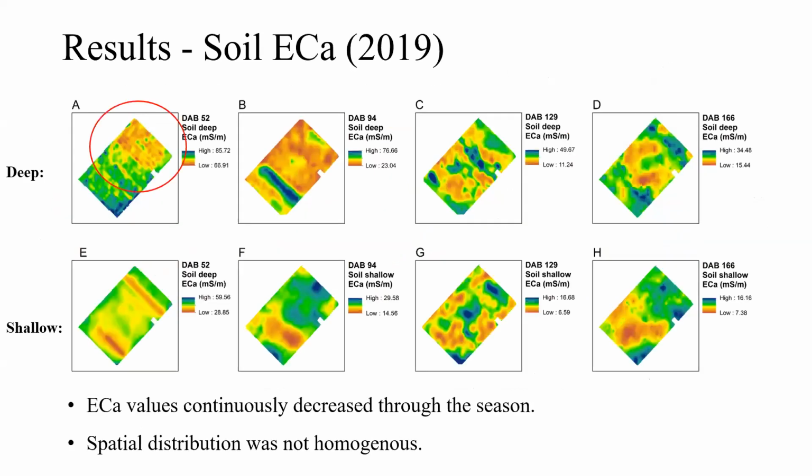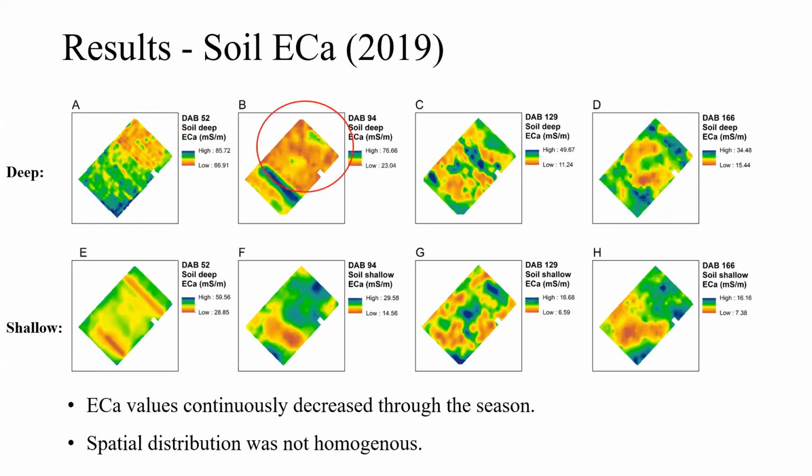So soil ECa was continuously monitored throughout the whole season and showed a progressive decrease with time towards the harvest. So our assumption is that water is the main driver of the ECa. For deep soil, at 52 days after bud break, DAB, as we call it, the northeastern section had lower ECa values.